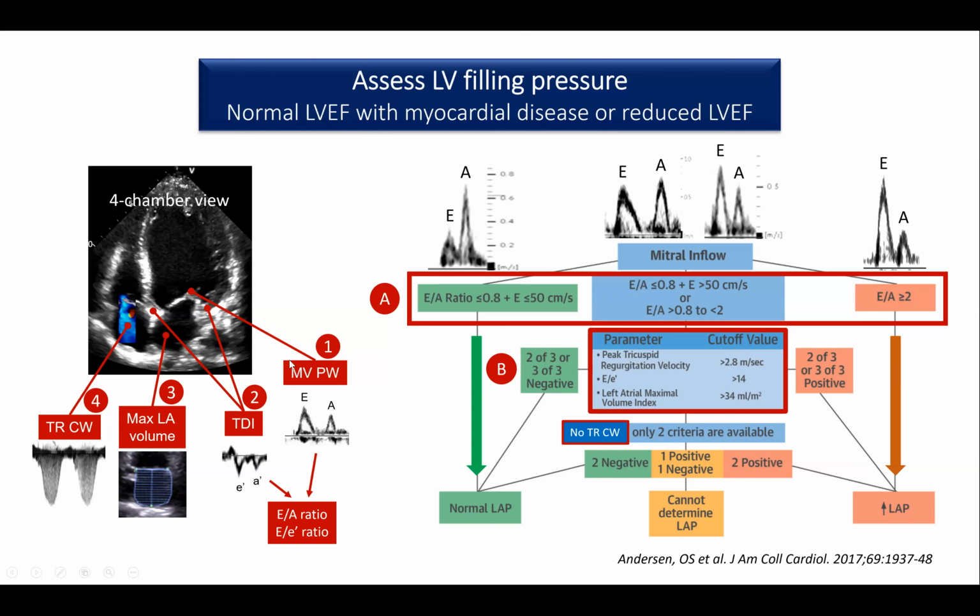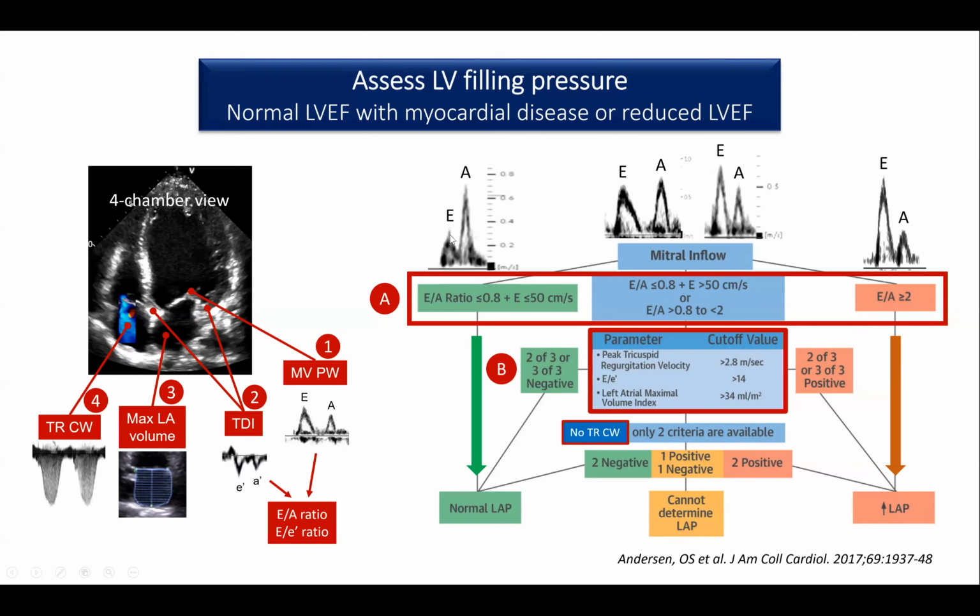Once we get these numbers, we need to derive the E to A ratio on the mitral valve Doppler, and then we need to derive the average E to E' ratio. So these are either from the mitral Doppler, the E to A ratio, or from the mitral Doppler combined with the tissue Doppler for the E/E' ratio. And then I drew you here the picture of what one should look for.